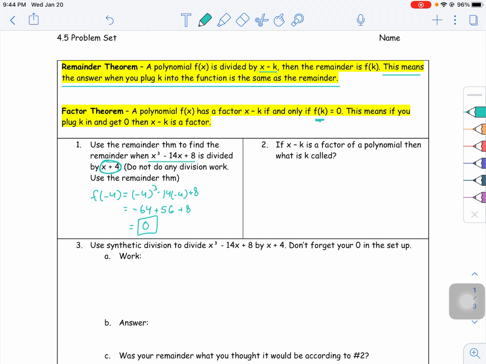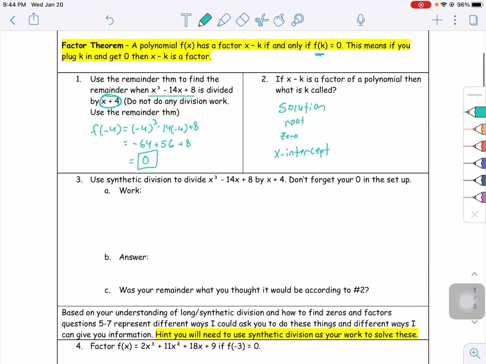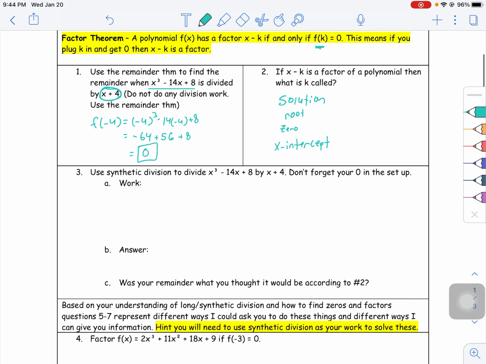If x minus k is a factor of a polynomial, then what is k called? It has a lot of different names. It can be called a solution, could be called a root, could be called a 0, could be called an x-intercept. Right, those are all of our different names for what k could be if x minus k is a factor.